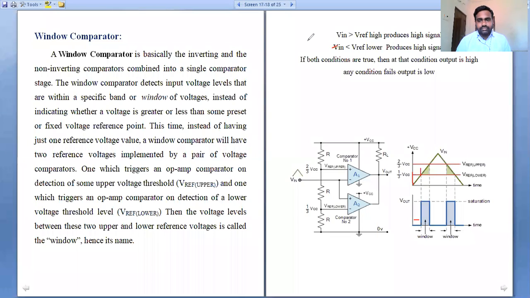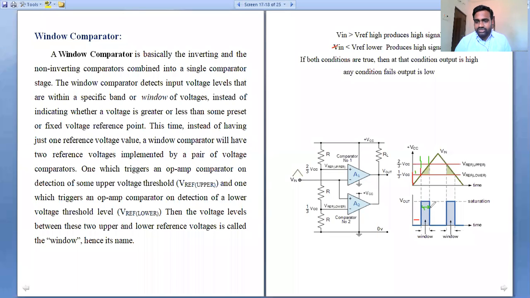Now the behavior at the second instant. This is the first instant, and this is the second instant. At the second instant, what happened? The input voltage is less than the reference value, and again the input voltage is greater than the upper value. Only at that condition, we will see a window type output voltage.